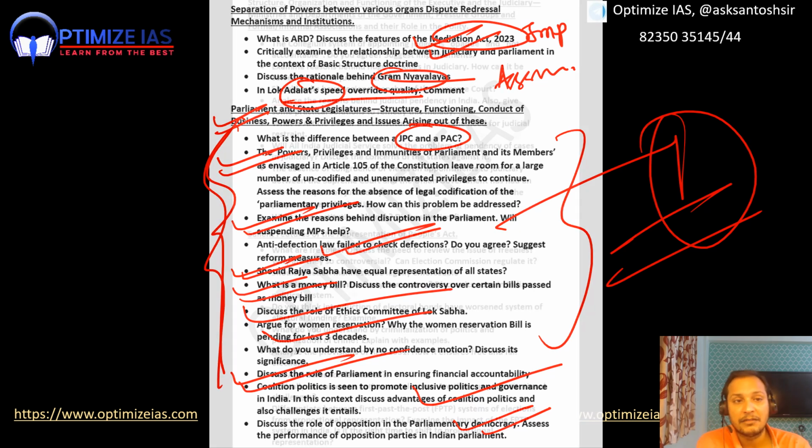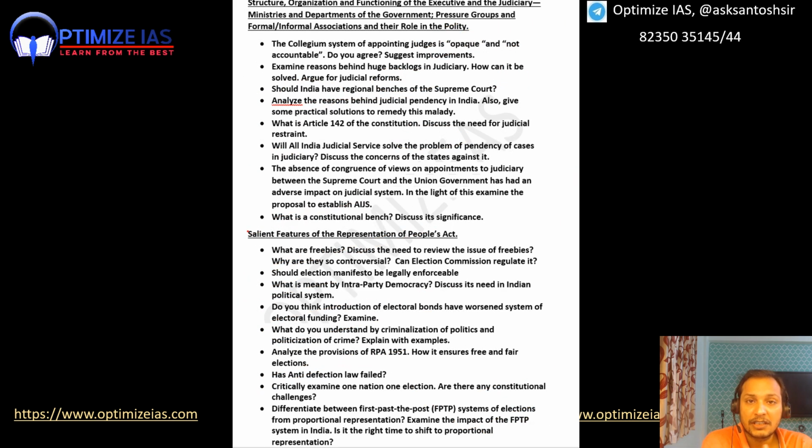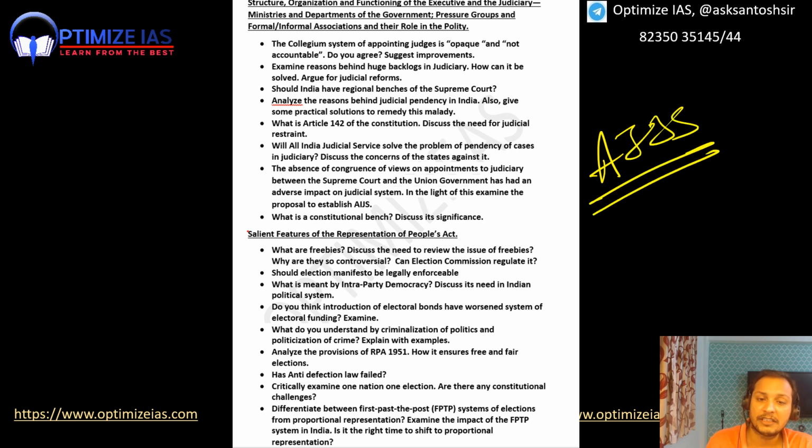Next, coming to the structure and functioning of executive and judiciary. Here you can get a question about the collegium system, the judicial appointment, criticism of the collegium system, and the move towards NJAC. Next, the question can be on judicial backlogs and judicial reforms. Next question can be on All India Judicial Services. Very important. Do we need All India Judicial Services? What are the merits? What are the demerits?